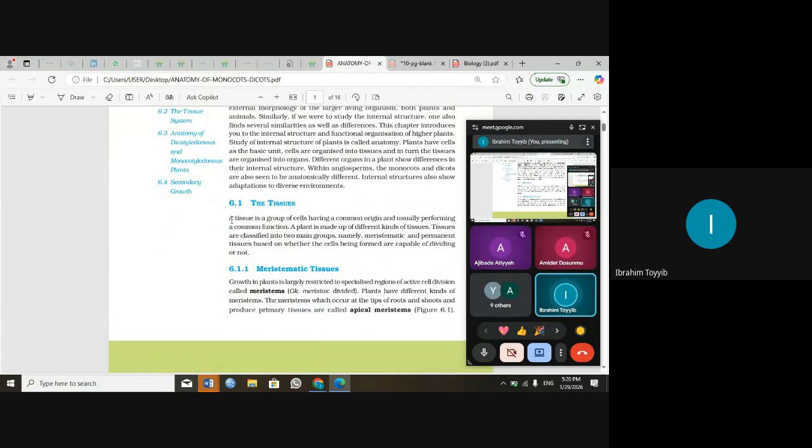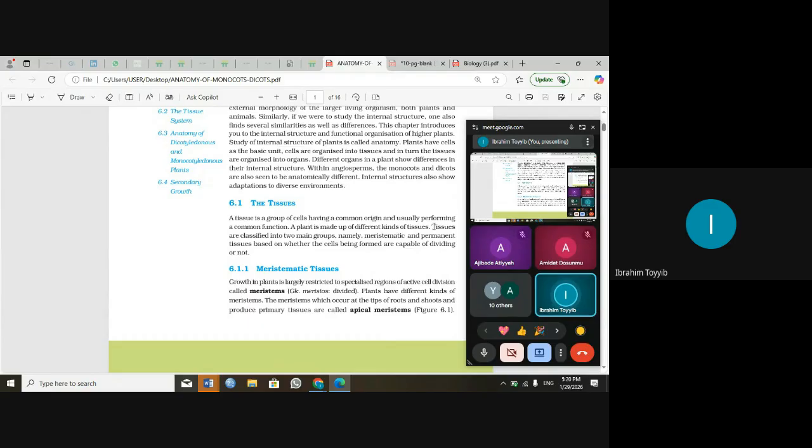So the tissues. As we know, a tissue is a group of specialized cells that perform similar functions. So a plant is made up of different kinds of tissues. So that's why we have the topic supporting tissues in plants, the supporting system in plant.